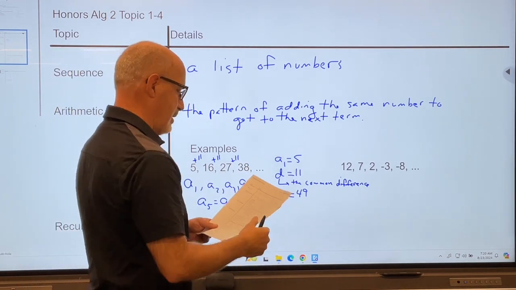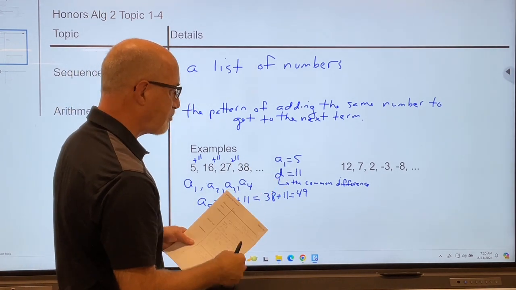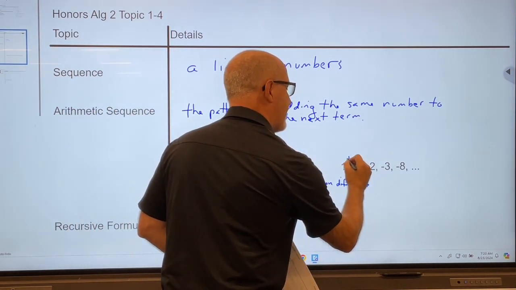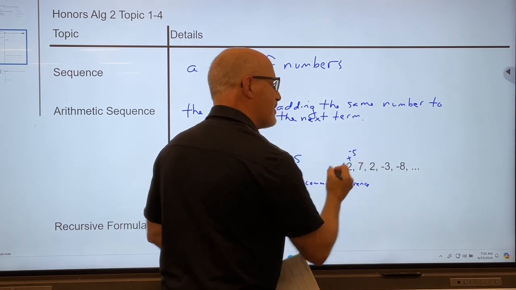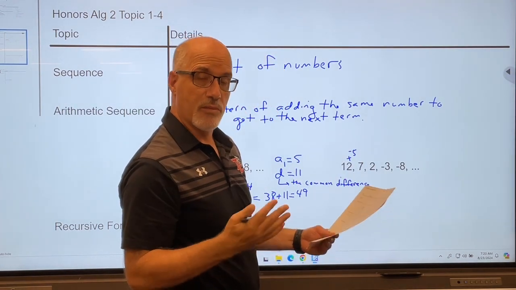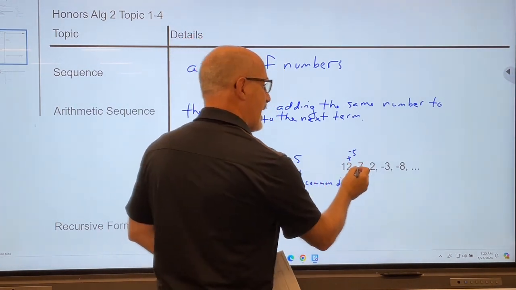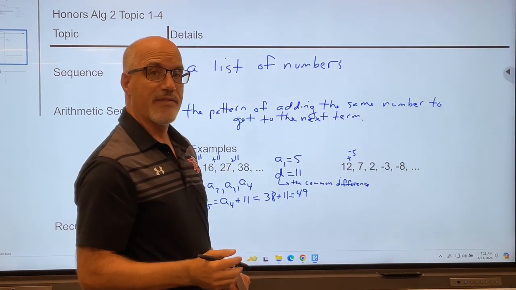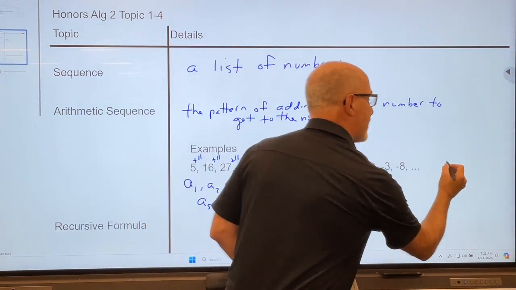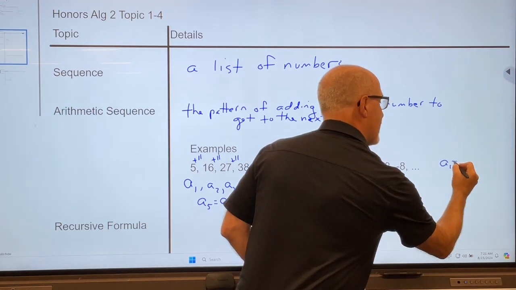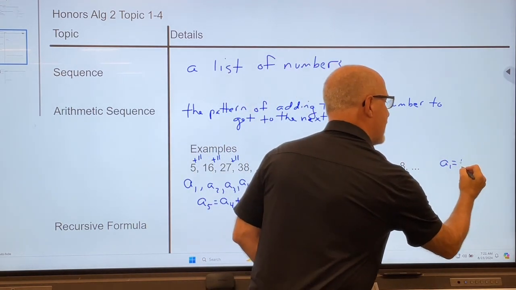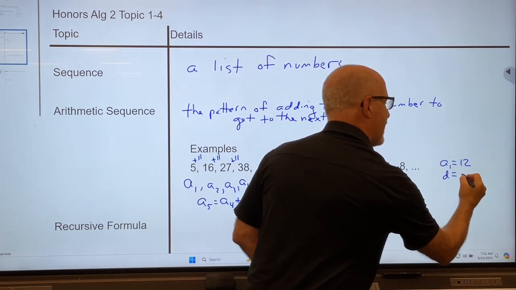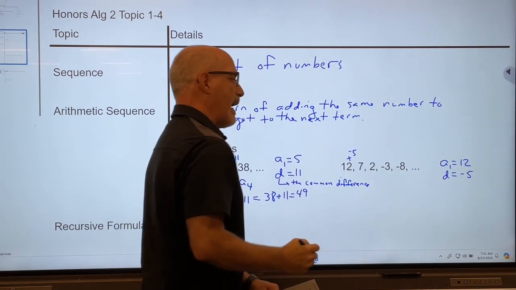Let's look at this sequence and see if we can define it the same way. Notice that to get to the next term, we're adding a -5. It's okay to add negatives. It's like subtraction, but we're going to talk about it as adding a negative. Add -5, add -5, add -5. So how we define this sequence is we say that the first term is 12, and the common difference is equal to -5 for what we're adding each time.